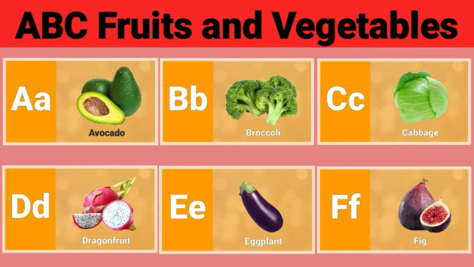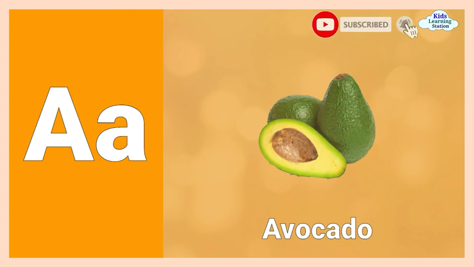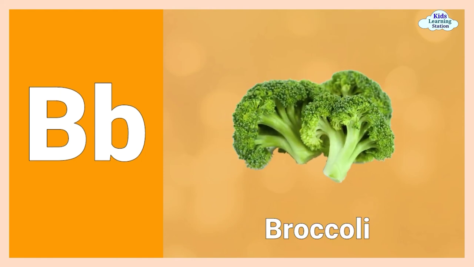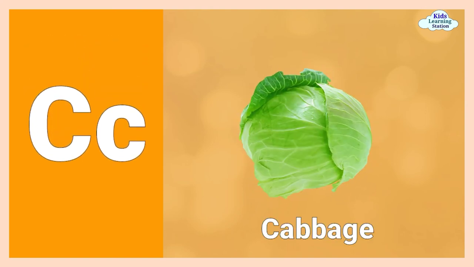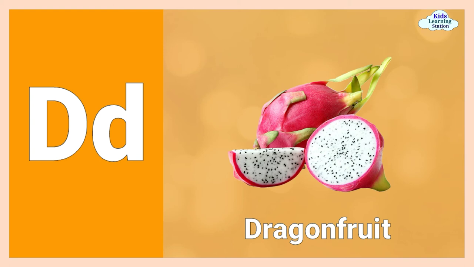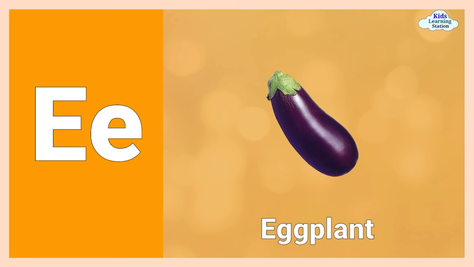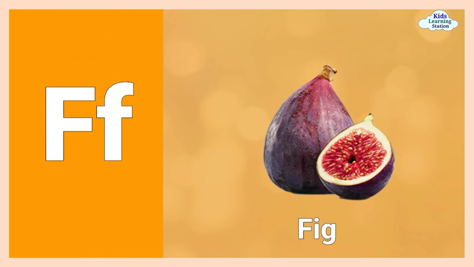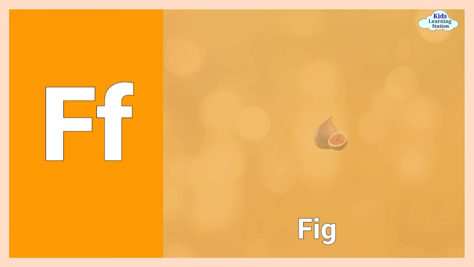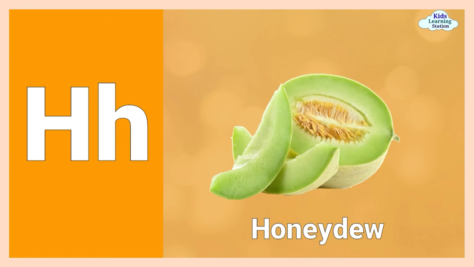A, B, C, fruits and vegetables. A is for avocado. B is for broccoli. C is for cabbage. D is for dragon fruit. E is for eggplant. F is for fig. G is for grapes. H is for honeydew.